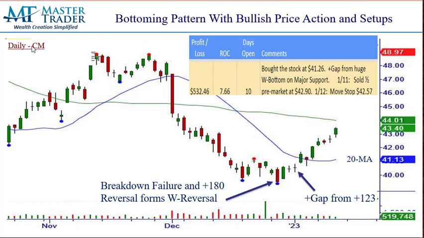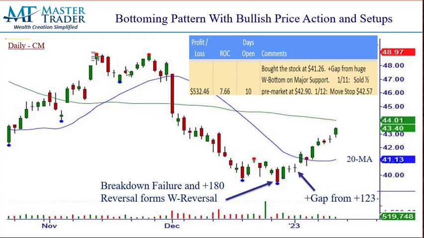So this is CM, this stock. Every one of our charts are this simple. Red and green color-coded candlesticks and a couple moving averages. We have the blue is 20, green is 50, and red is not shown as the 200 period moving average. This helps us speed up the analysis.